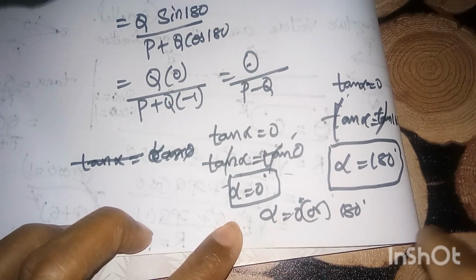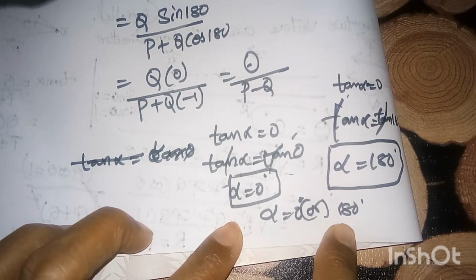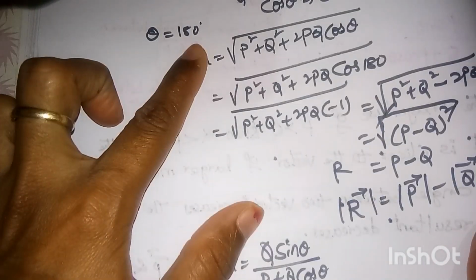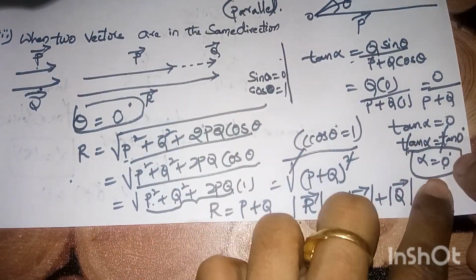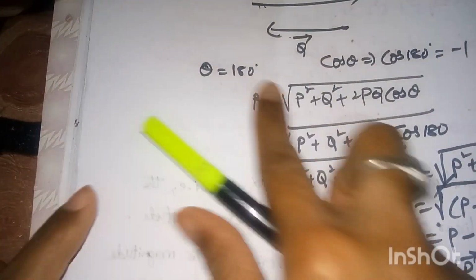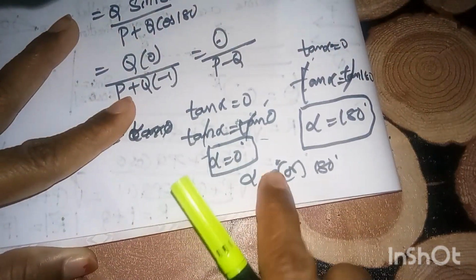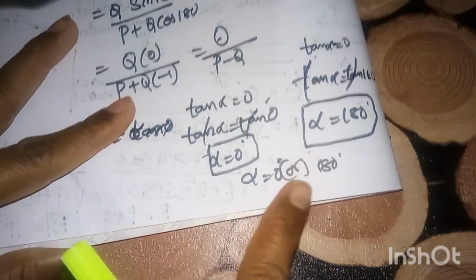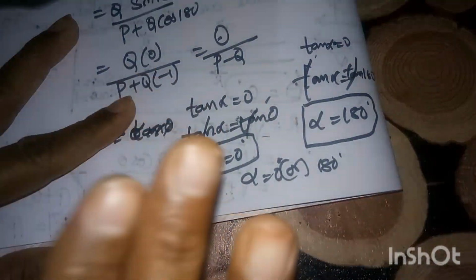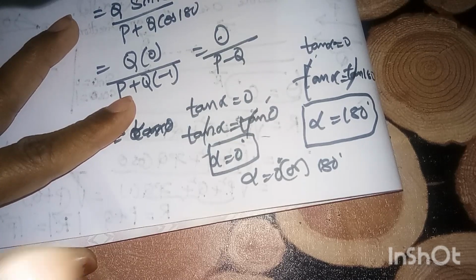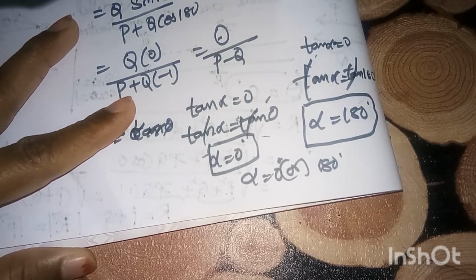Why am I not taking only 0 degrees? Because we are taking theta as 180 here, so I am considering alpha as 0 or 180 degrees. In the same-direction case, theta is 0, so I considered alpha as 0 there. But when theta equals 180 degrees, we have to consider alpha as 0 or 180 degrees. In such a situation, the direction of the resultant will be in the direction of the vector having larger magnitude. The resultant vector moves in the direction of the larger magnitude.